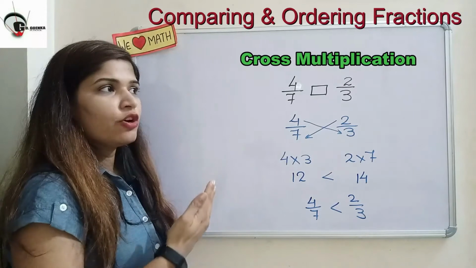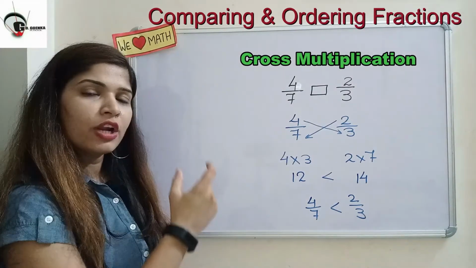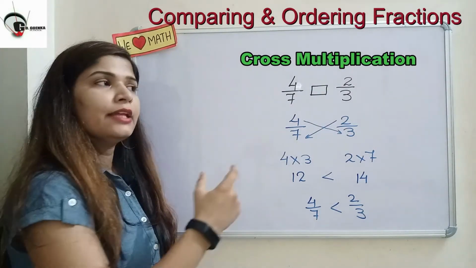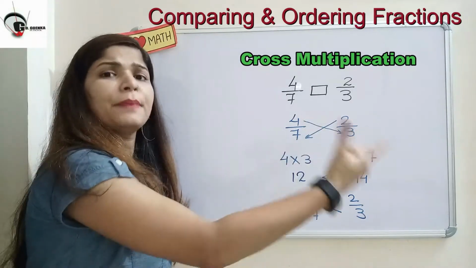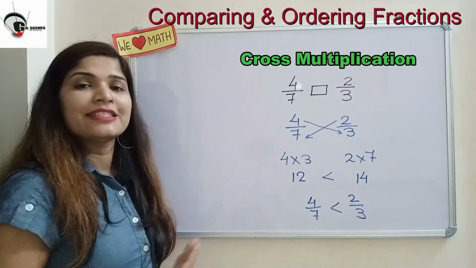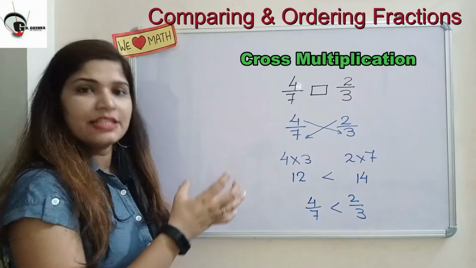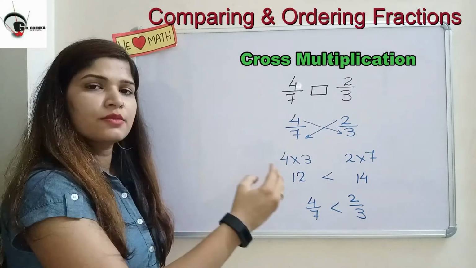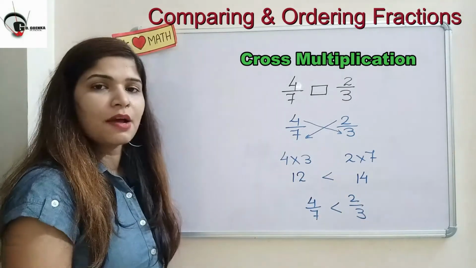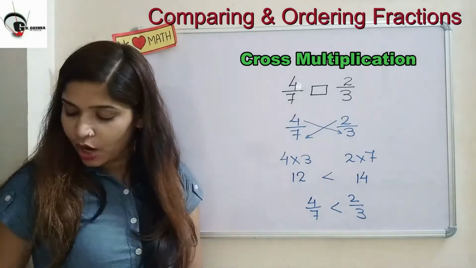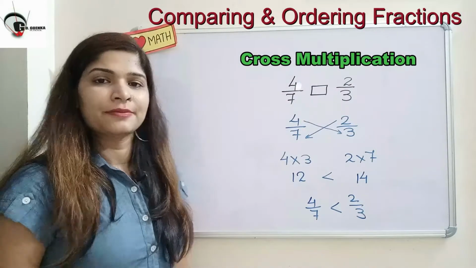Ascending order means when we are writing the smallest number first, then bigger, then bigger, then bigger, then the biggest. And descending order means when we are writing the biggest number first, then smaller, smaller, smaller, and the smallest number. So let us see how to order the fractions.